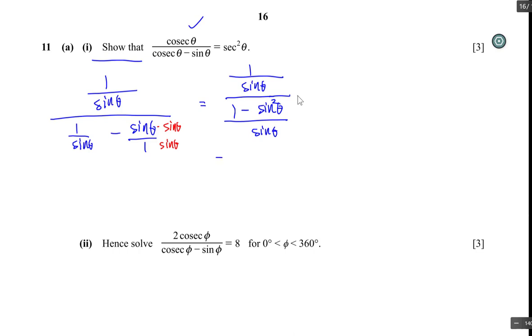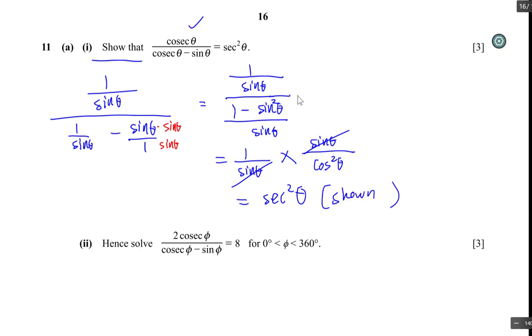Alright, then I will flip over. So this is 1 over sin theta. Divide, if I change to multiply, I need to flip over, right? Sin theta over 1 minus sin squared is cos squared theta. Then sin and sin I simplify. I get 1 over cos squared theta, which is secant squared theta. Sure. Alright, so yeah, just need to change a little bit. It shouldn't be too hard.